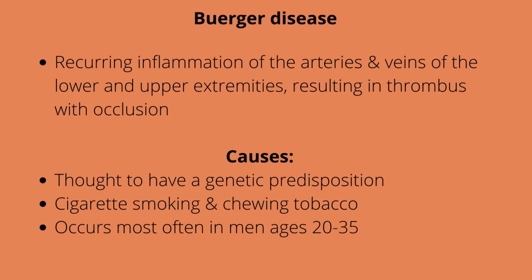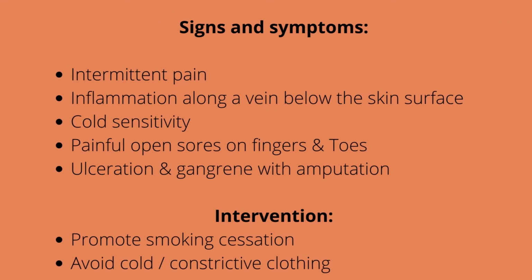So our signs and symptoms for this disorder include intermittent pain in the legs, feet, and arms, in these extremities that are not getting enough blood flow, they're inflamed, right? Pain eases when activity is stopped, claudication. Inflammation along the vein below the skin surface due to a blood clot in the vein. Cold sensitivity of the Raynaud type frequently occurs in the hands. You will note painful open sores on fingers and toes. And ulceration with amputation are common. So a patient could end up with amputation due to Buerger's disease.